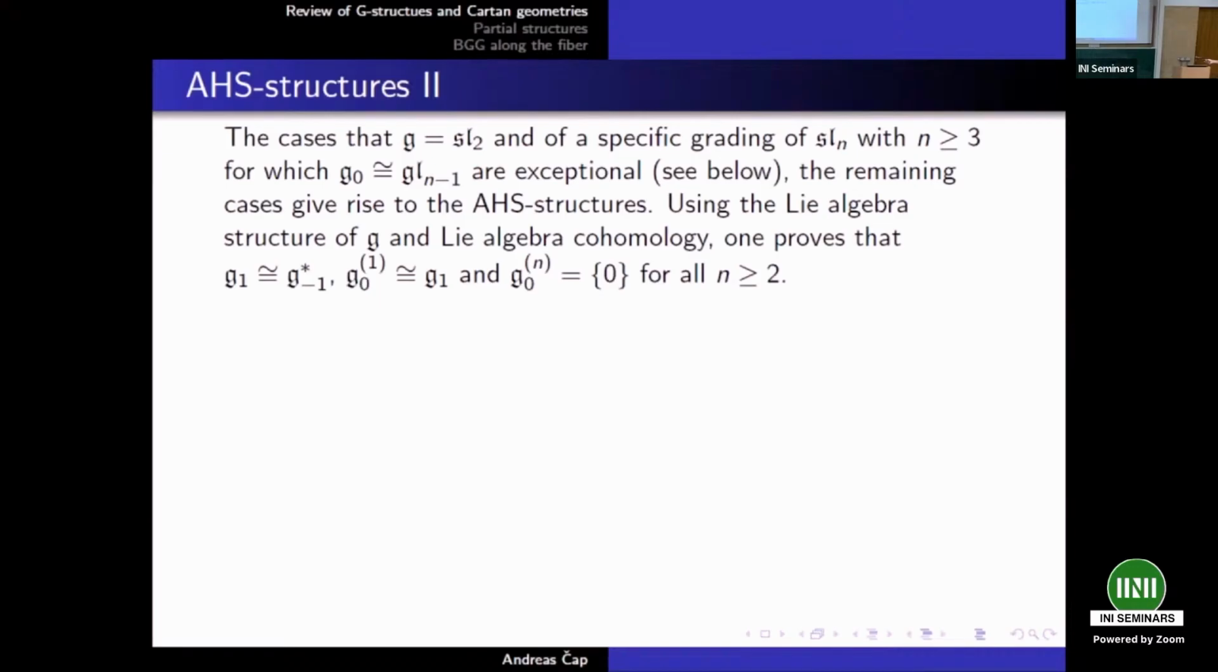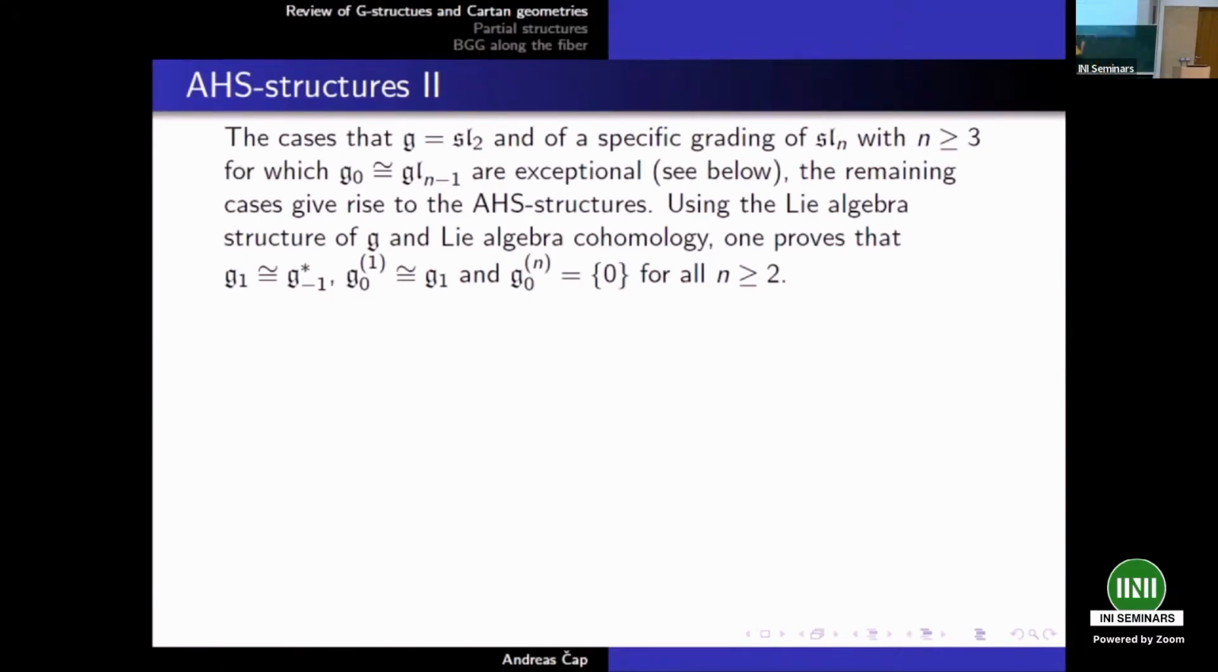We have to exclude two cases here. So SL2 is completely degenerate in a way. And we have to exclude a specific grading of SLN with n greater or equal to 3, which again you can write up easily. So basically, if you think about the gradings of SLN, they are very easy to describe. Such a grading is just given by decomposing matrices into blocks. And you can take the blocks to be of size k and n minus k. And things become slightly exceptional for k equals 1.